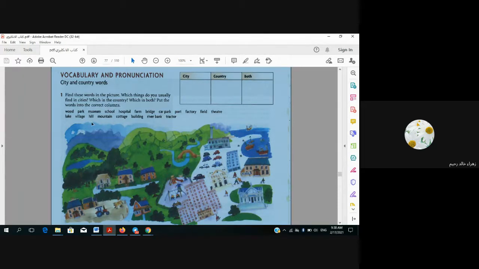Hospital. City. In the city. Farm. Yes. Country. In the country. Bridge.